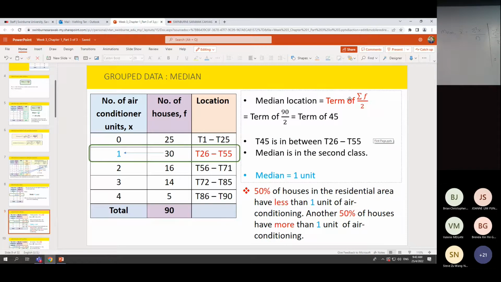So total F, how to get the total F value? For this question, the total F is 90, right? So we substitute 90 into here.